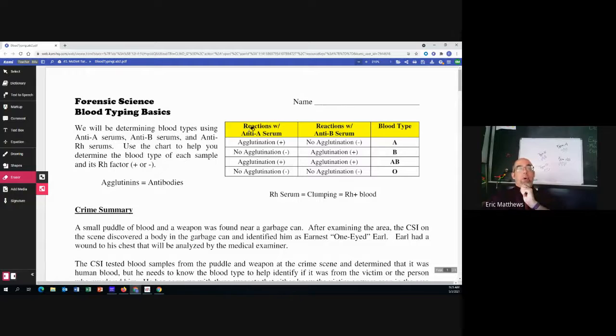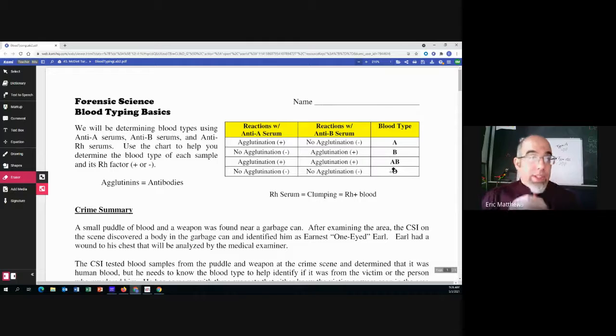So basically, if we add anti-A and it clumps up, we add anti-B and it doesn't clump up, they have type A blood because it responded to the type A in their blood. If we add both of them and we get no clumping with A, but we get clumping with B, then they're blood type B because it responded to the B proteins. If we get clumping in both of them, then they're type AB because they have both A and B. And if we get no clumping at all, they are type O because they lack those proteins.